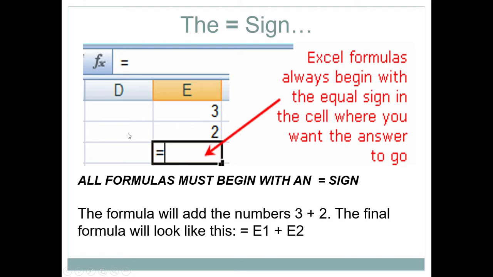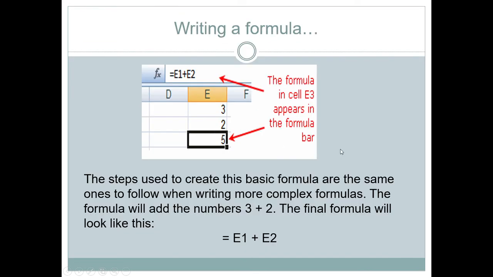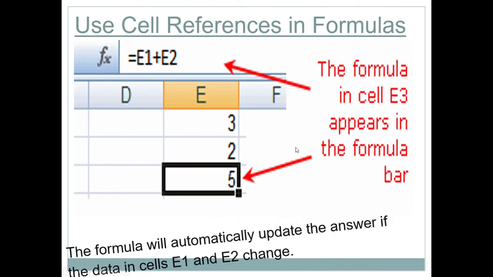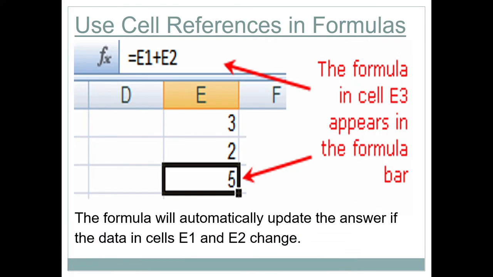Okay, we're always using the cell references in our formulas. There's a reason for that. And here it is up here, just another example. And then it's going to give you the answer here. The formula is in the cell, but after you put that formula in, it's going to show the answer. Now the reason we use those cell references is because the formula will automatically update the answer if the data in cells E1 and E2 change.